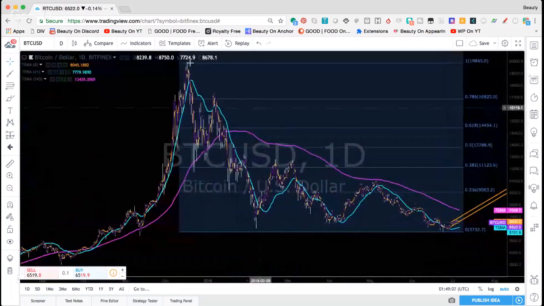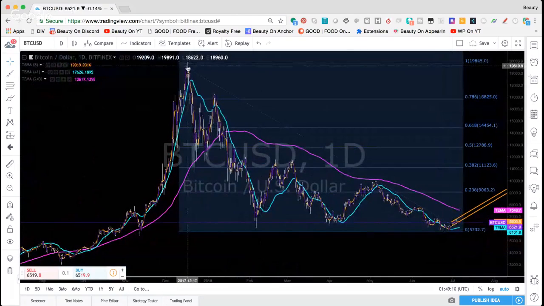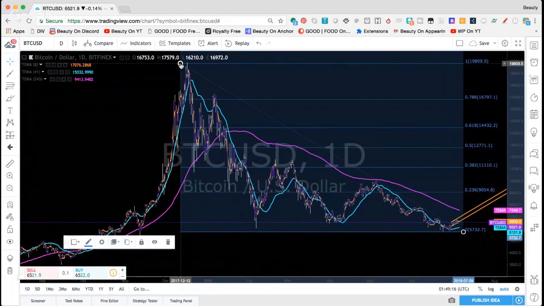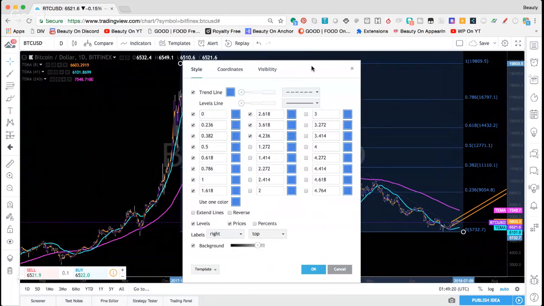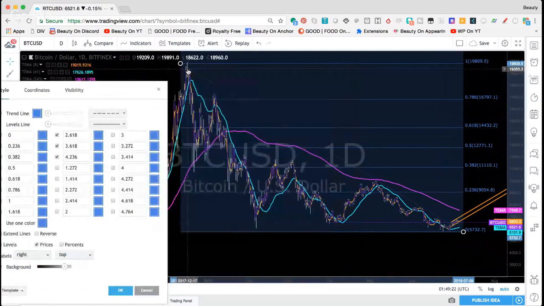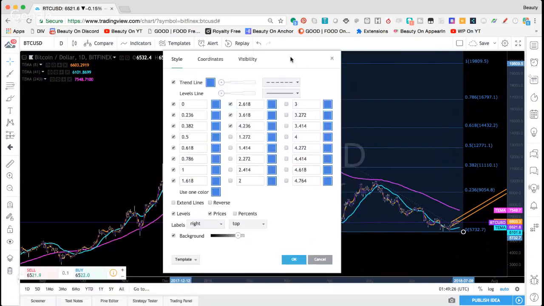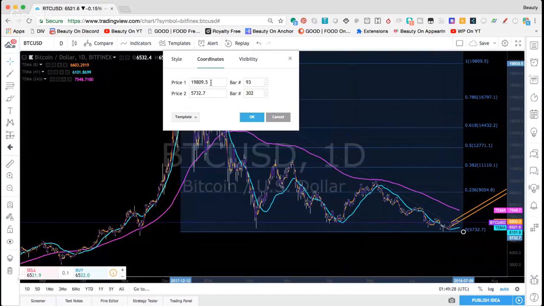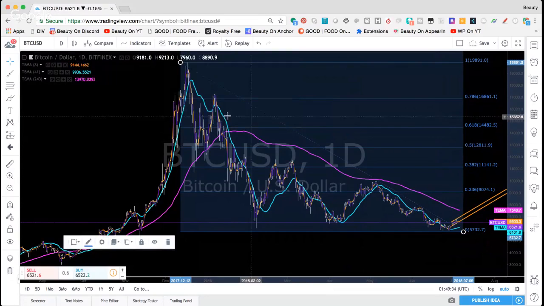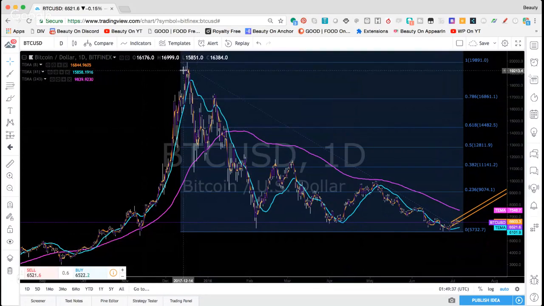This is an unperfected fib, so I still have to pick up the high, which is 19,891. We can actually do that now. What was it again? Move this over. The high was 19,891. Go to coordinates, 19,891. And we'll go OK. Right now it took it over a bar, but that's all right.